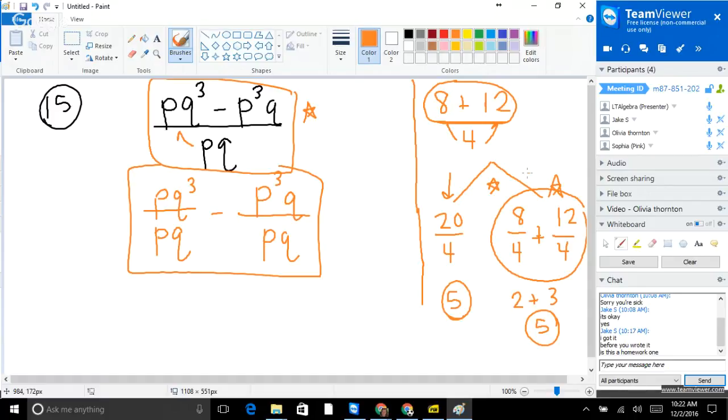So are you guys okay with what I just did? How I changed my original expression to an expression where pq is dividing each term.